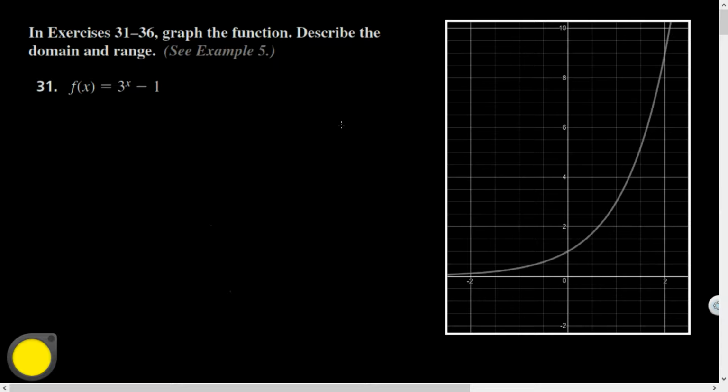We are taking a look at our second assignment from 6.3. We're on page 310-ish, somewhere around there, but either way, we're on question 31. It said, graph the function and describe the domain and range. And it recommends, hey, in case you're stumped, check out example 5.